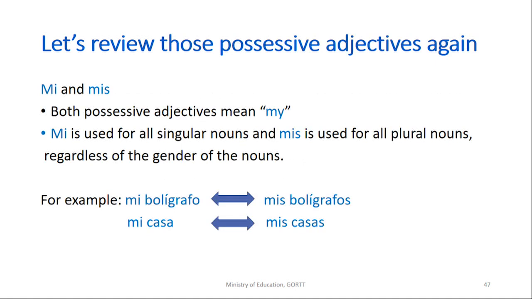Let's take a closer look at some possessive adjectives. Mi and mis. Both possessive adjectives mean my. Mi is used for all singular nouns, and mis is used for all plural nouns. It doesn't matter what the gender of the noun is. For example, mi bolígrafo, mis bolígrafos. My pen and my pens. Mi casa, my house. Mis casas, my houses.